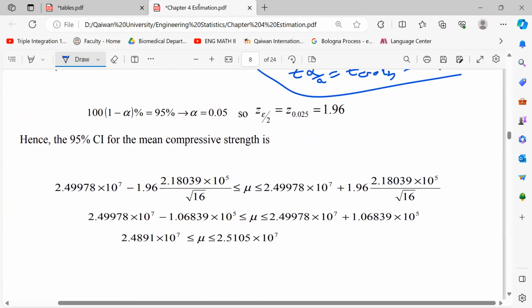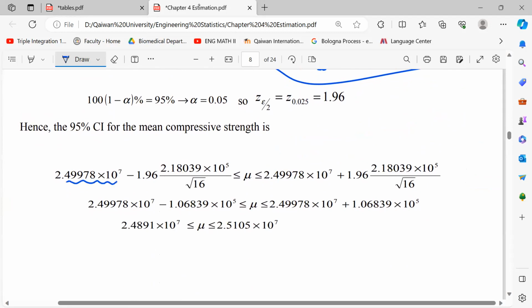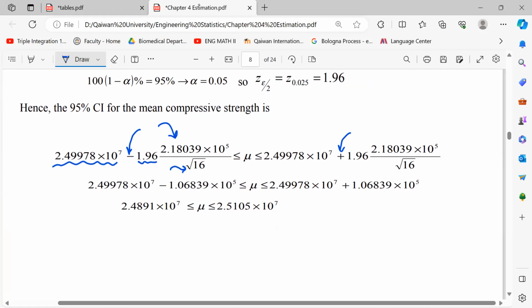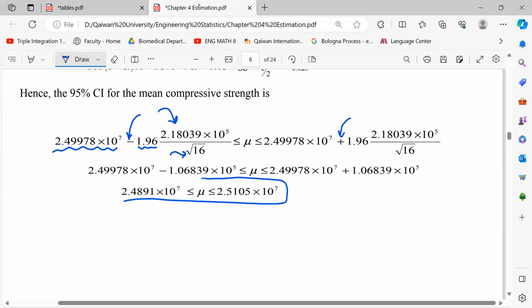This is X bar. This is Z times sigma, and this is N. It's on the left. On the right, we have the same, but instead of this negative sign, we have plus. Just calculate these two using a calculator. You will have calculators during exams, and you'll get this interval. So mu is between this and that.